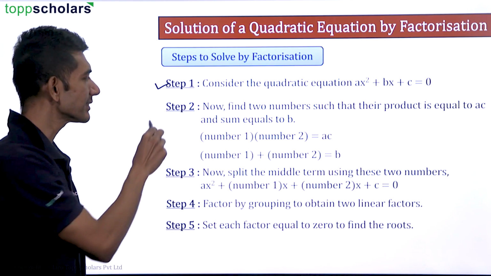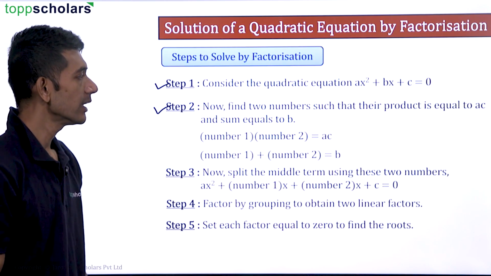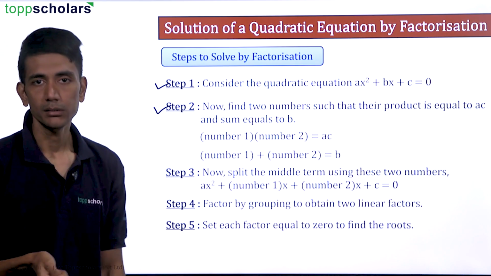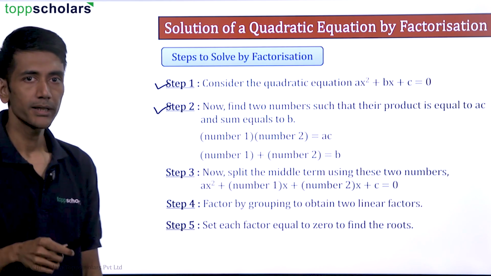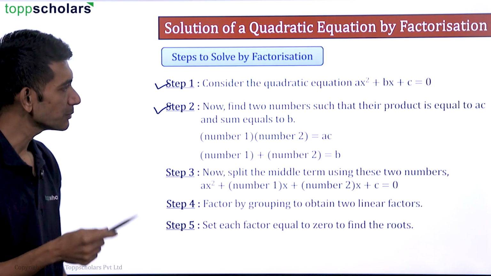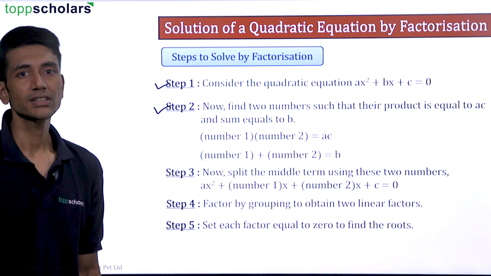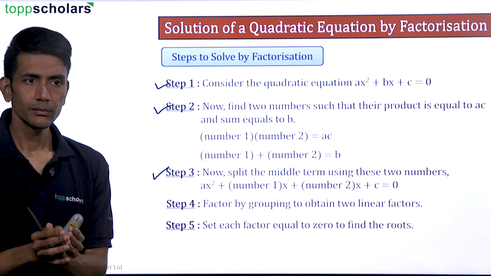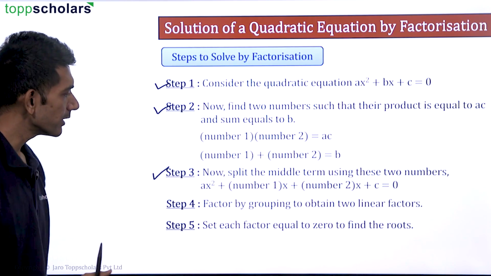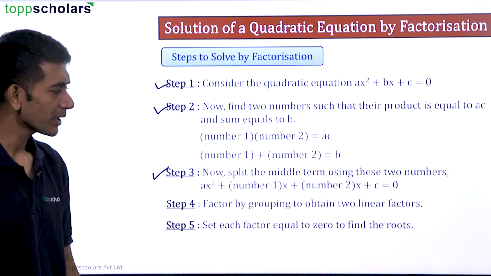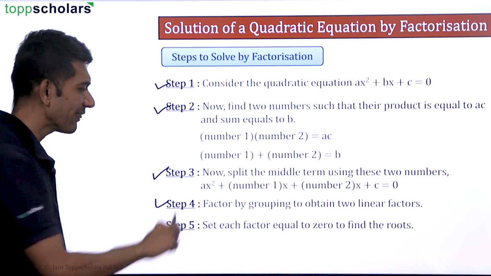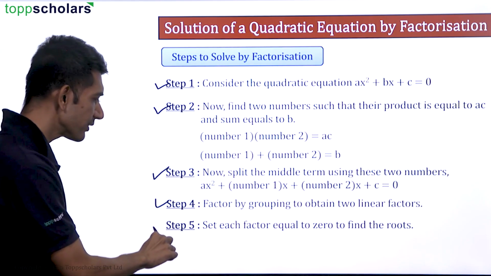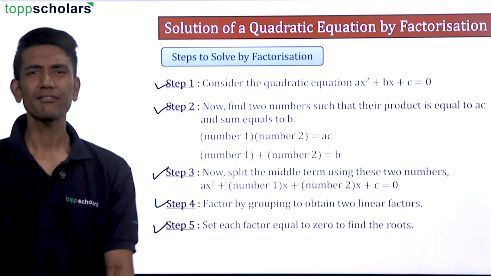Then you will find two numbers such that their product is equal to a into c, that is the first term and the third term's product, and the sum is equal to the middle term. So the sum of the two numbers must be equal to the middle term, and the product of the two numbers must be equal to the product of the first and the third term. Then you'll split the middle term in such a way that you get ax square plus number 1 into x plus number 2 into x plus c is equal to 0. And then you'll find out the factors by grouping to obtain two linear factors. And once you get two linear factors, you'll set each factor equal to 0 and then find out the roots.